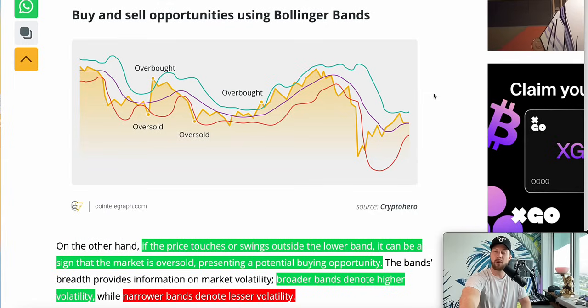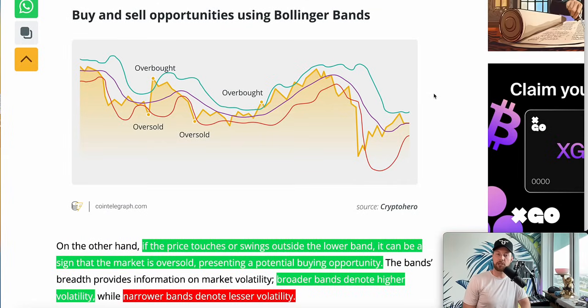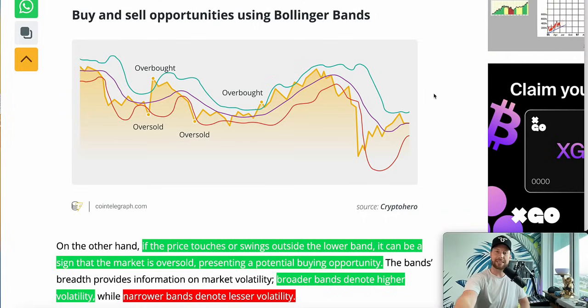So to identify good buying and selling opportunities using the Bollinger Band, if the price touches or swings outside of the lower band, it can be a sign that the market is oversold, presenting a potential buying opportunity. And the band's breadth provides information about the market volatility, because, like I said before, broader bands denote higher volatility, while narrower bands denote lesser volatility.